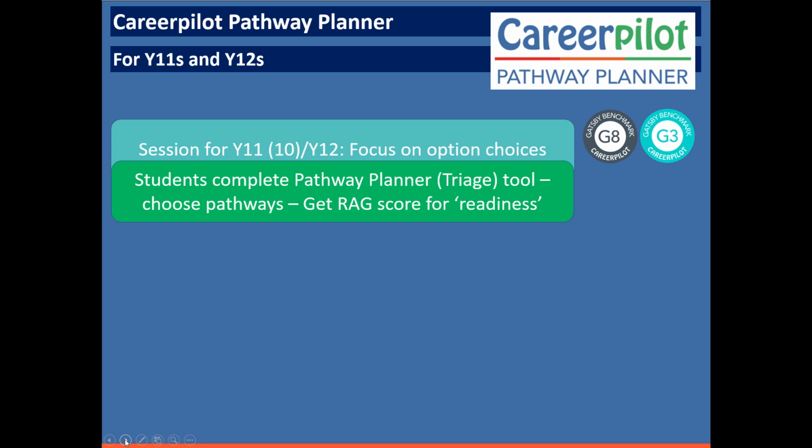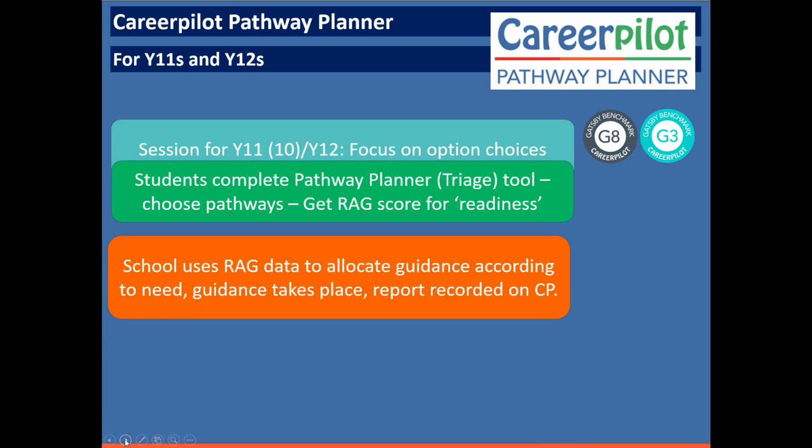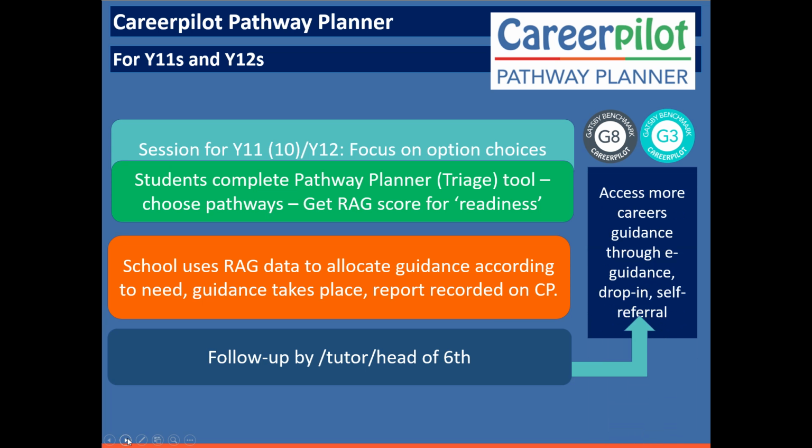So we're now going to say which pathway you're interested in. And through a quiz, we're going to find out how ready they are and give them a red, amber, green score. You can then use all that data to allocate guidance according to need. Then you'll do the guidance, the report will be recorded, and then a tutor will spend 5 minutes asking 3 questions to follow up. If they're at all concerned about them, they'll flip them in for more guidance. We suggest that you have at least one lunchtime a week, which is drop-in, a great mop-up session for any referrals from the students themselves, from a parent, or from a tutor.